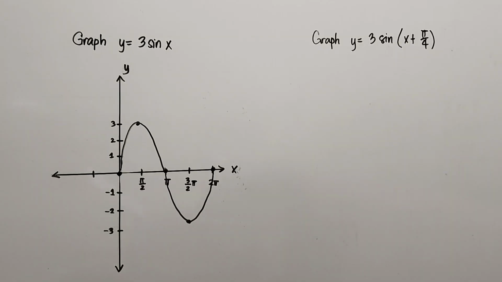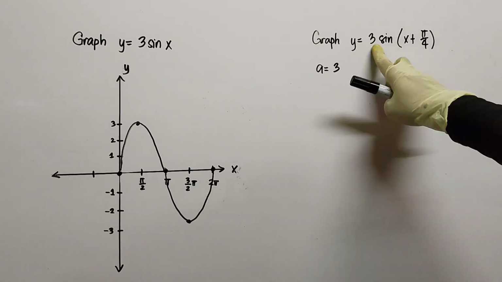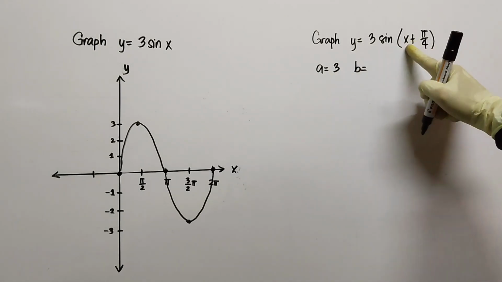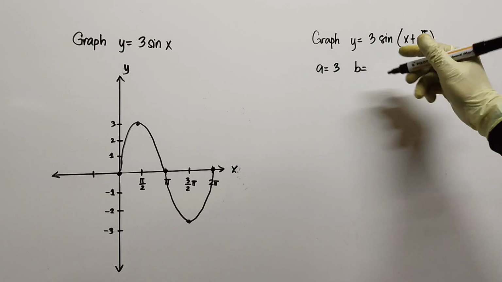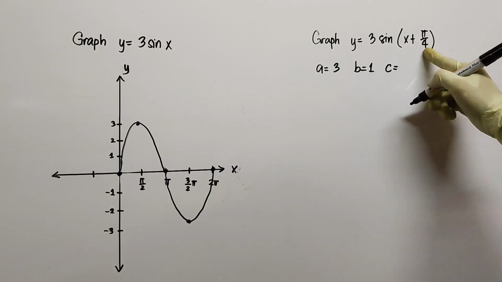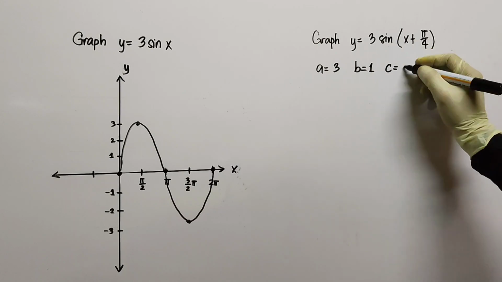For our second example, in the same Cartesian plane, sketch one cycle of the graph of y equals 3 sine (x plus pi over 4). Get first the values of our a, b, and c. For our values of a, b, and c, this is the value of our a. For our b, the numerical coefficient of our x, that is 1. And for our c, this is negative pi over 4.